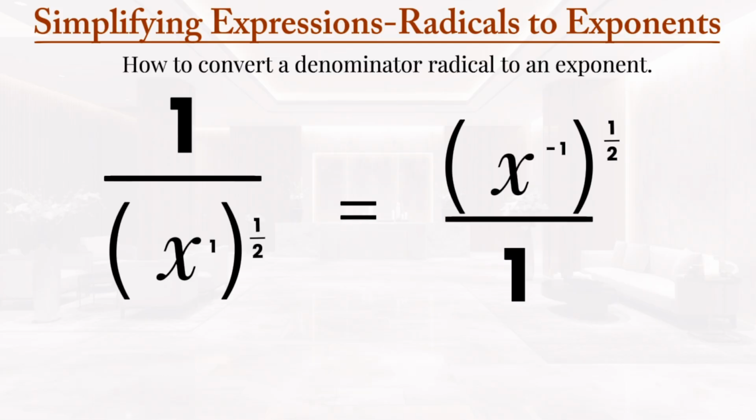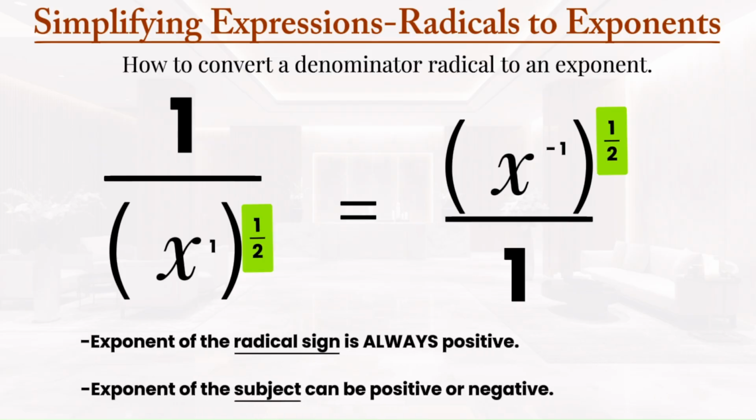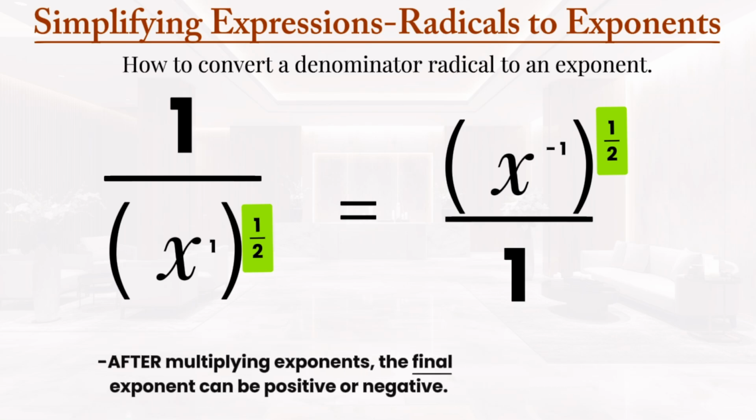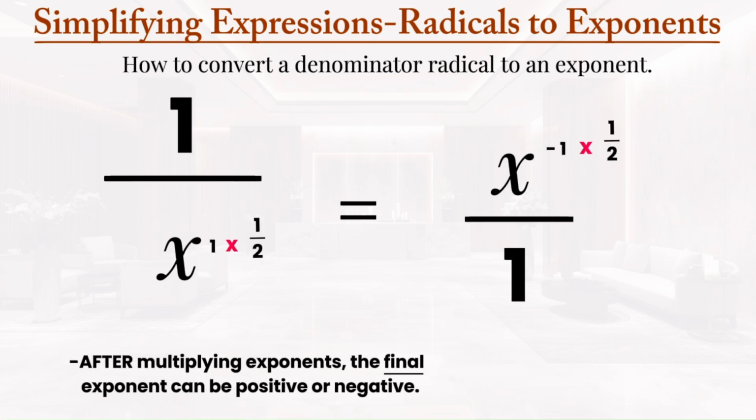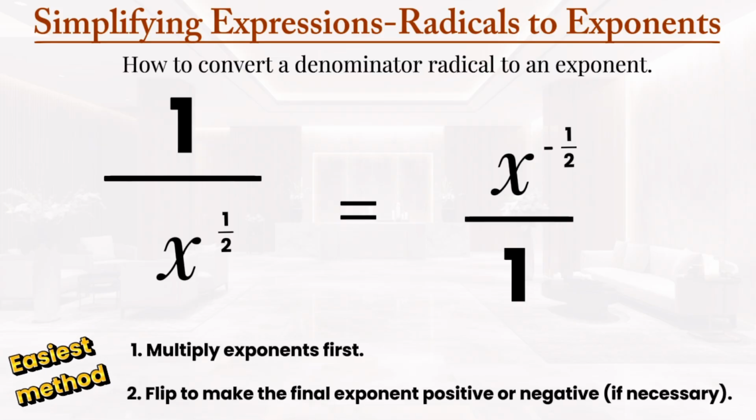The best way to think about it is like this. The fractional exponent given by the radical always stays positive. Once the exponents have been multiplied, then the final answer can have a negative exponent. My advice would be to multiply first, then flip if necessary.